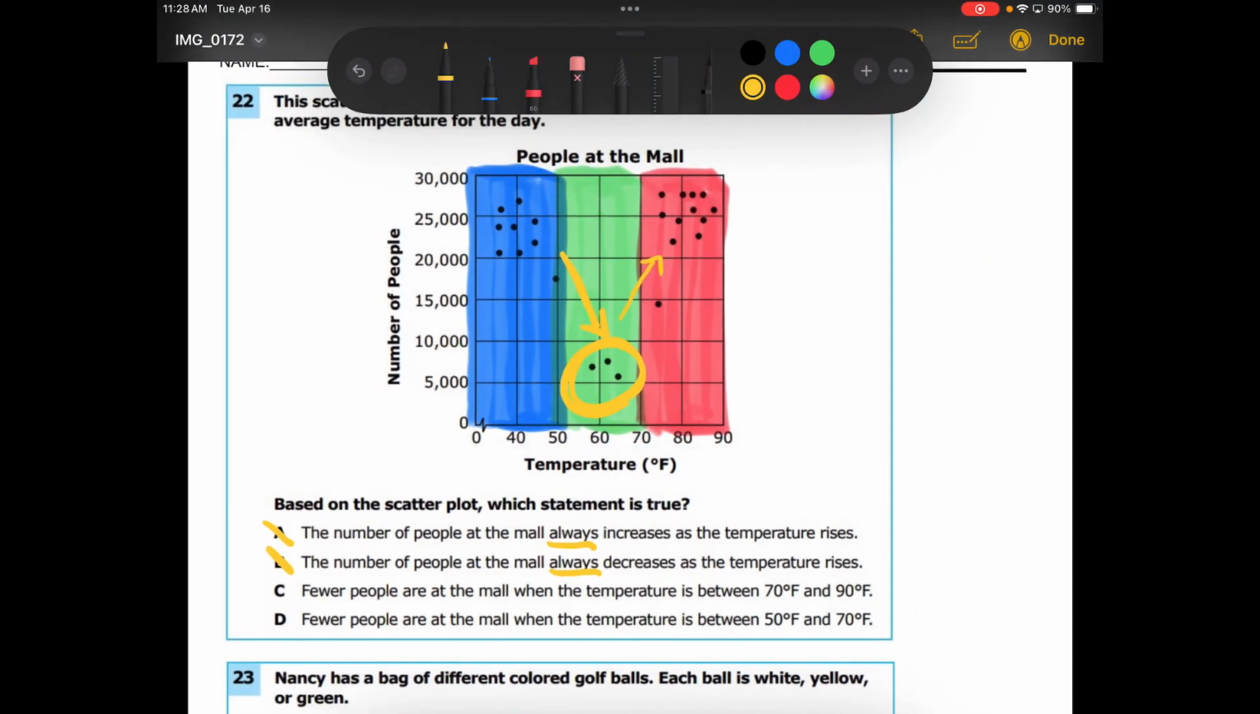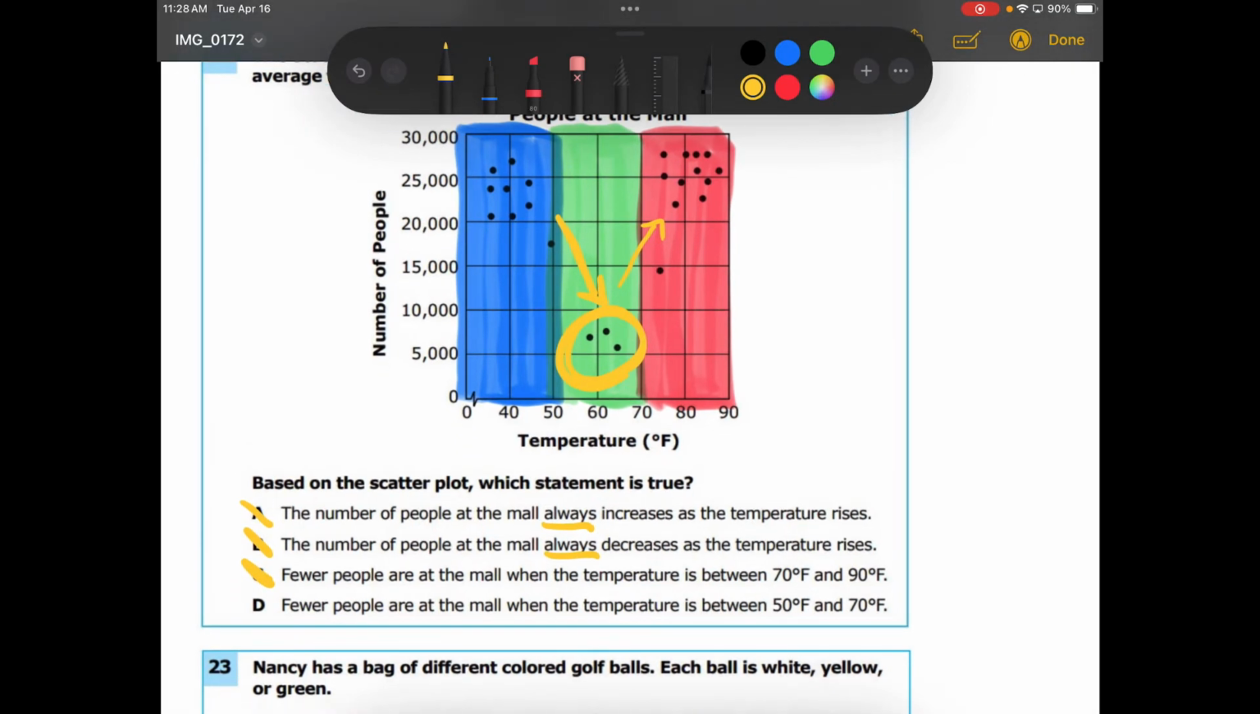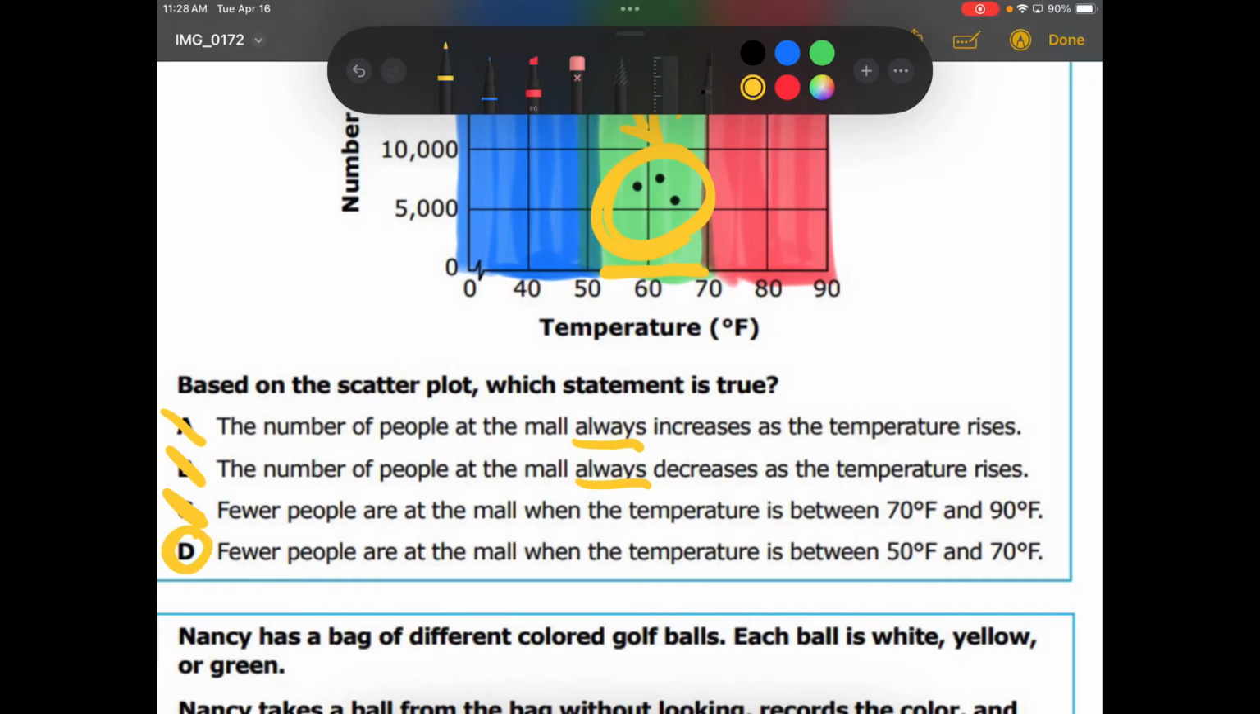C, fewer people are in the mall when the temperature is between 70 and 90. Okay, so here's 70 and 90. Here's our people. Is that true? No, that is not true. So last one. Fewer people are in the mall when the temperature is between 50 and 70. Is that a true statement? Yes, it is. Your answer is D.